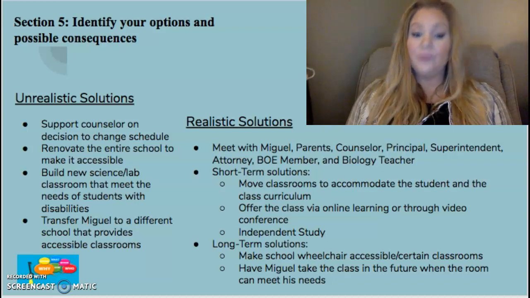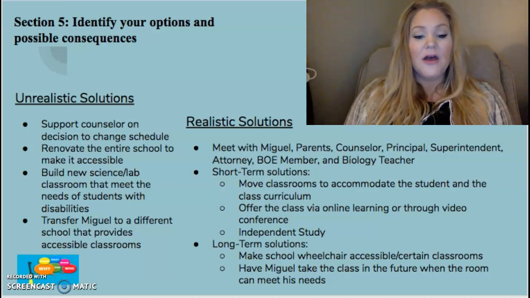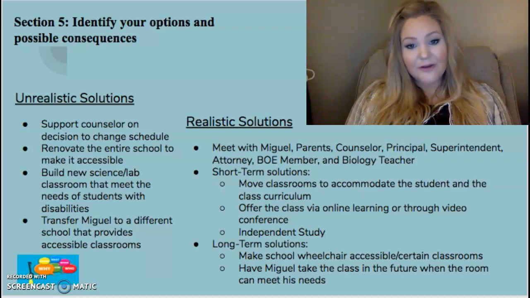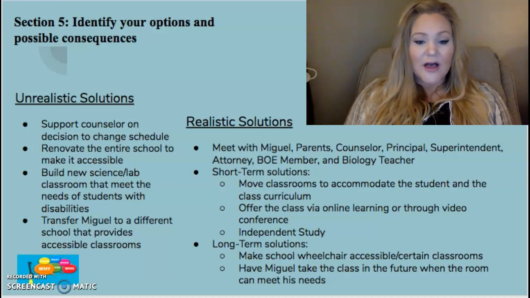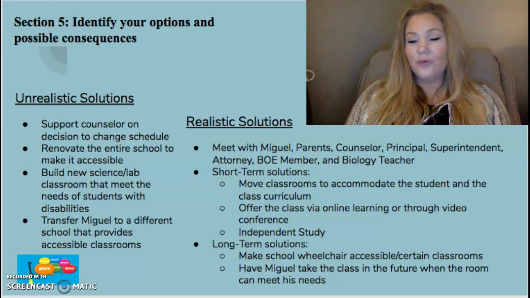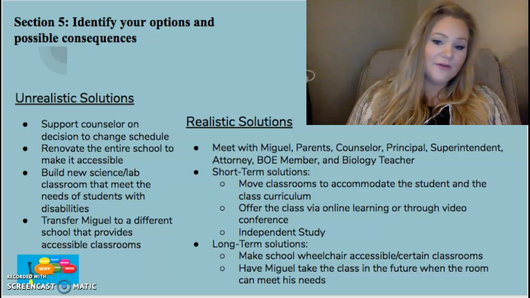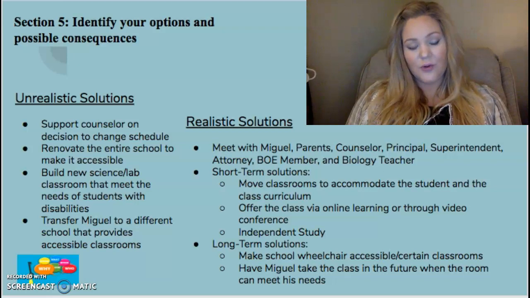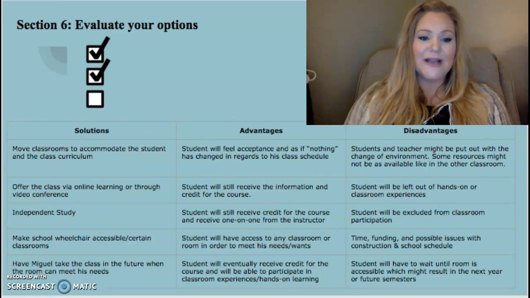Some long-term but realistic solutions would be to make the school wheelchair accessible, or certain classrooms, or the classrooms that haven't been renovated, to renovate those. Have Miguel take the class in the future when the room can meet his needs. So maybe over the summer renovate the room, and then the next year he could enroll in the course. So those are just some solutions that I came up with.